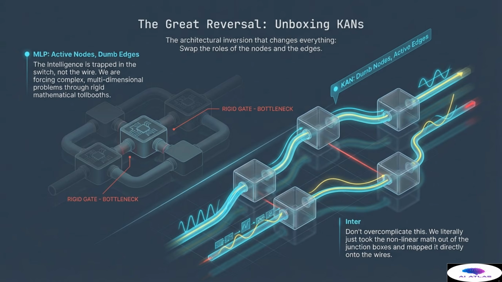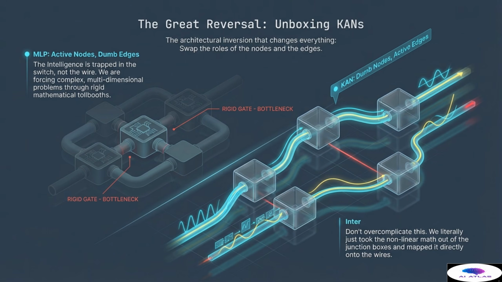This leads us to the Great Reversal and the unboxing of Kolmogorov Arnold Networks, or KANs. This represents an architectural inversion that changes everything by simply swapping the roles of the nodes and the edges. In a traditional MLP, we have active nodes and dumb edges where the intelligence is trapped in the switches. In a KAN, we have dumb nodes and active edges. We have essentially taken the nonlinear math out of the junction boxes and mapped it directly onto the wires themselves.